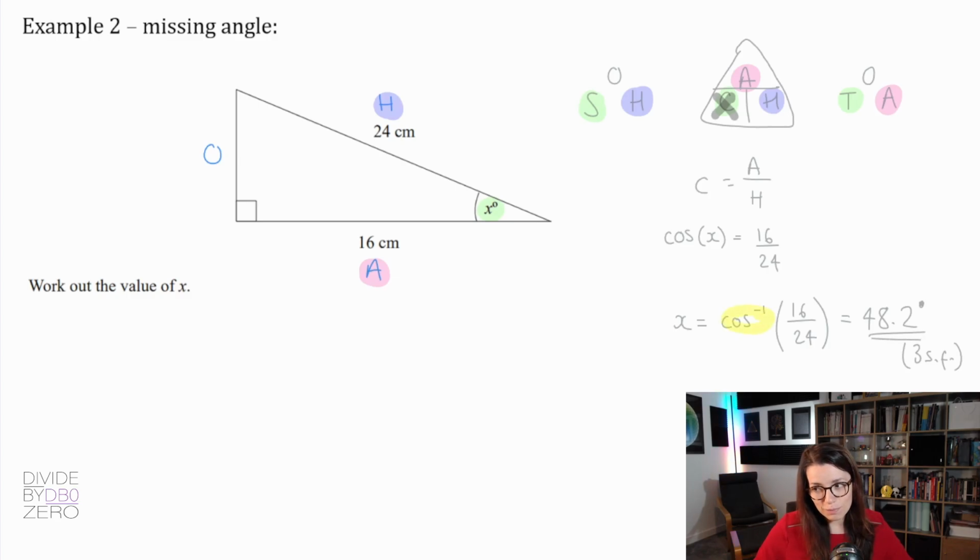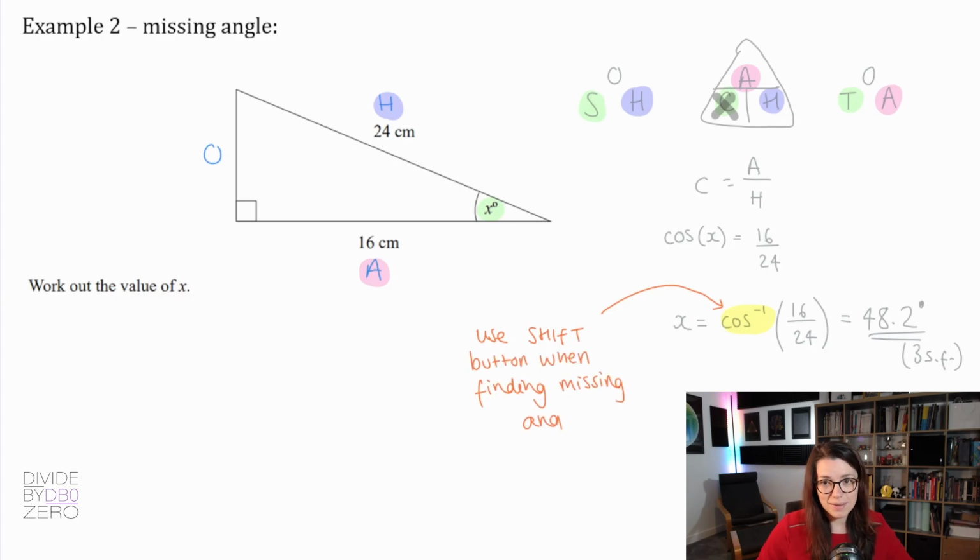So that's the really important part about this example, the shift button. You use the shift button when you're finding a missing angle.